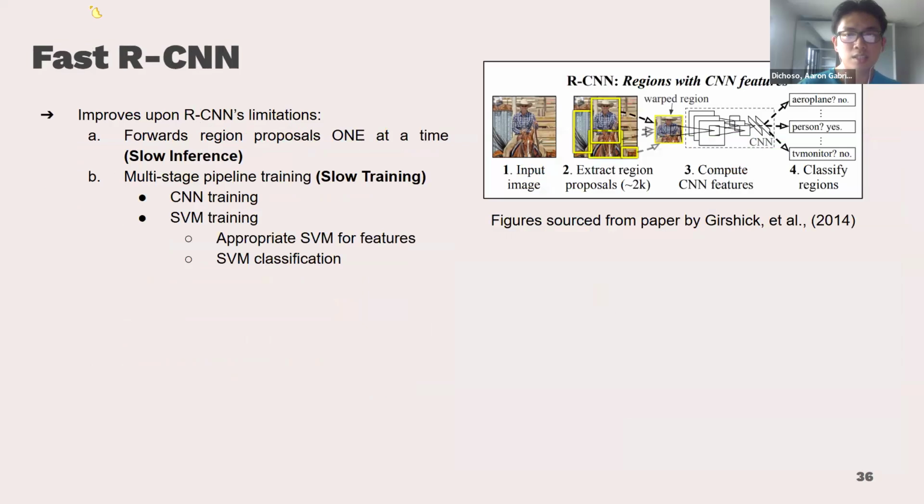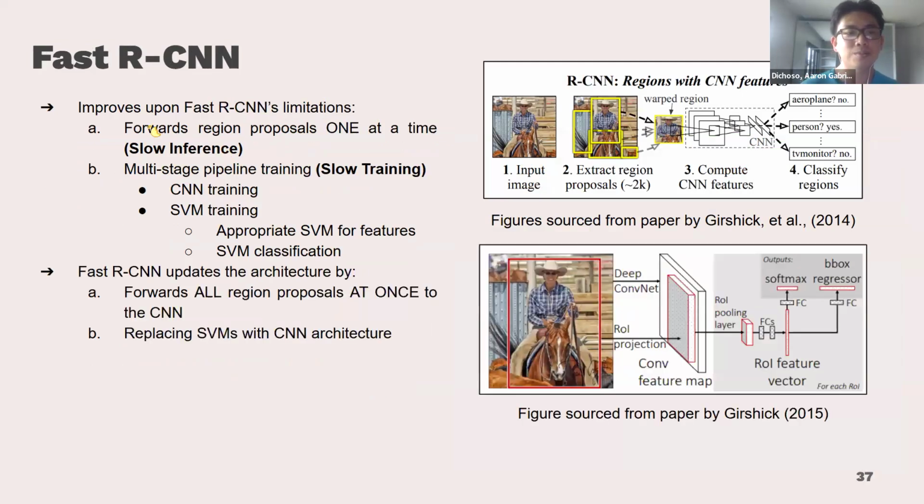And that's what RCNN does. Now we're going to move on to fast RCNN. This one improves upon RCNN, and it improves upon the limitations we saw. First off, RCNN forwards the region proposals one at a time. That was referring to the 2,000 different regions that it determined. It feeds each one of them into a convolutional neural network, and then for each class, it feeds each one of them again to a support vector machine.